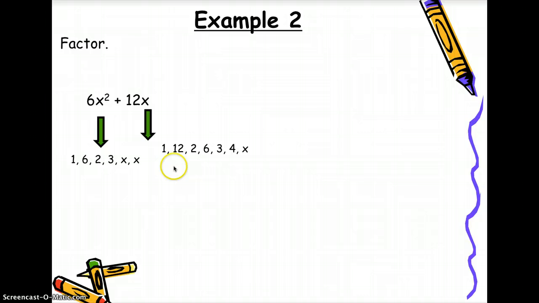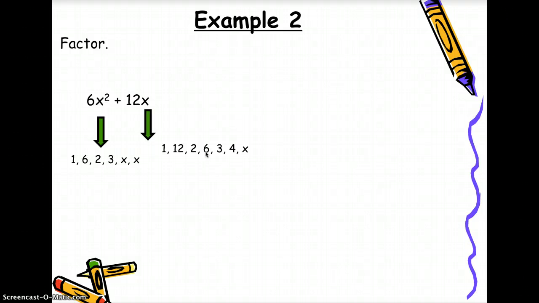Let's look at the common factors. You have 1 as a common factor. 12, no, because 12 is just here. 6, yes, it's a common factor. You have 6 on both. 2 is a common factor. 3 is a common factor. And if we look at all the common factors, the highest is 6. So we're going to get 6.